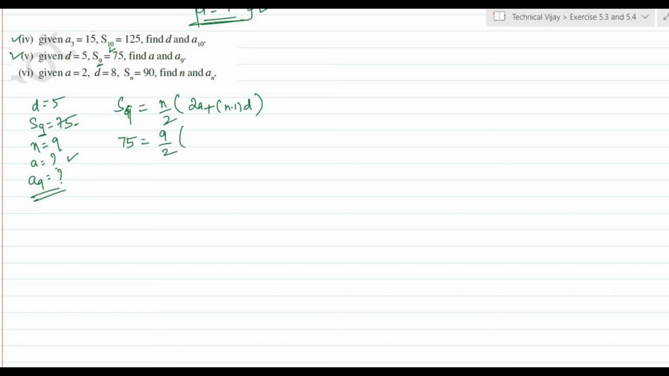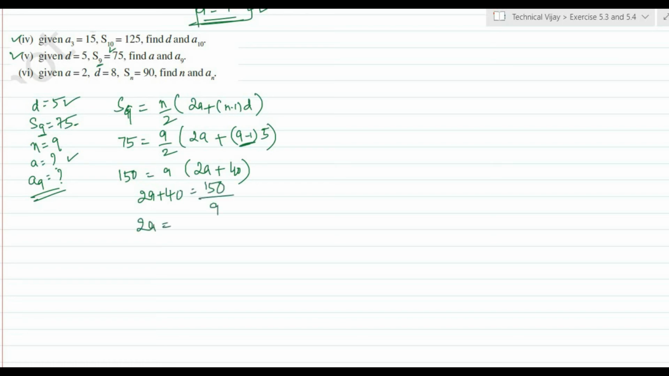Is equal to n, which means there are 9 terms, that is 9 by 2. So 2 into a, this only we have to find out, plus n minus 1, that is 9 minus 1, into d. D means he has given 5. So 75 into 2, that is 150, is equal to 9 into 2a plus 9 minus 1, 8, 8 into 5, 40.